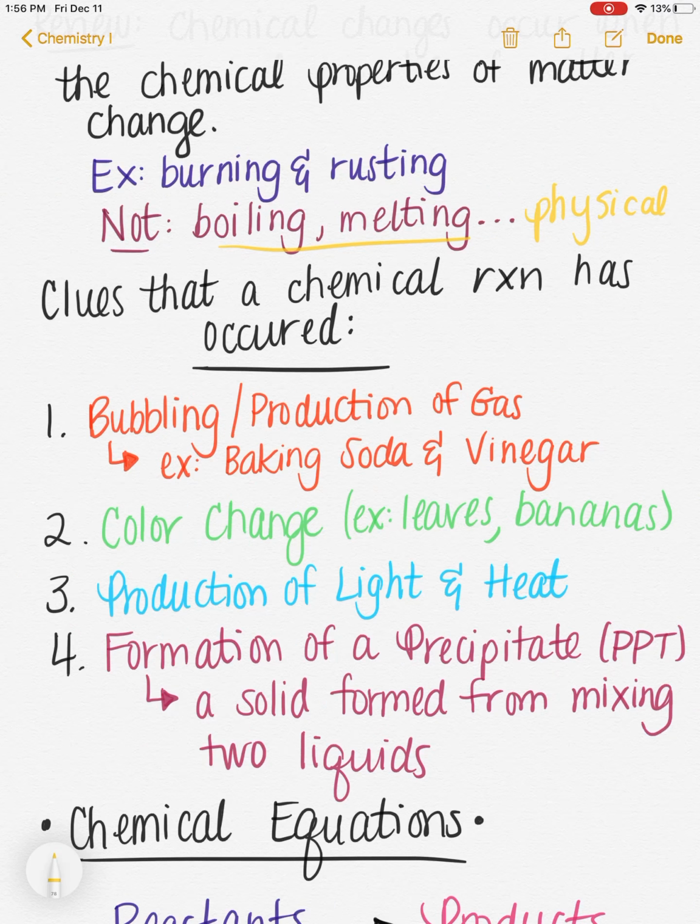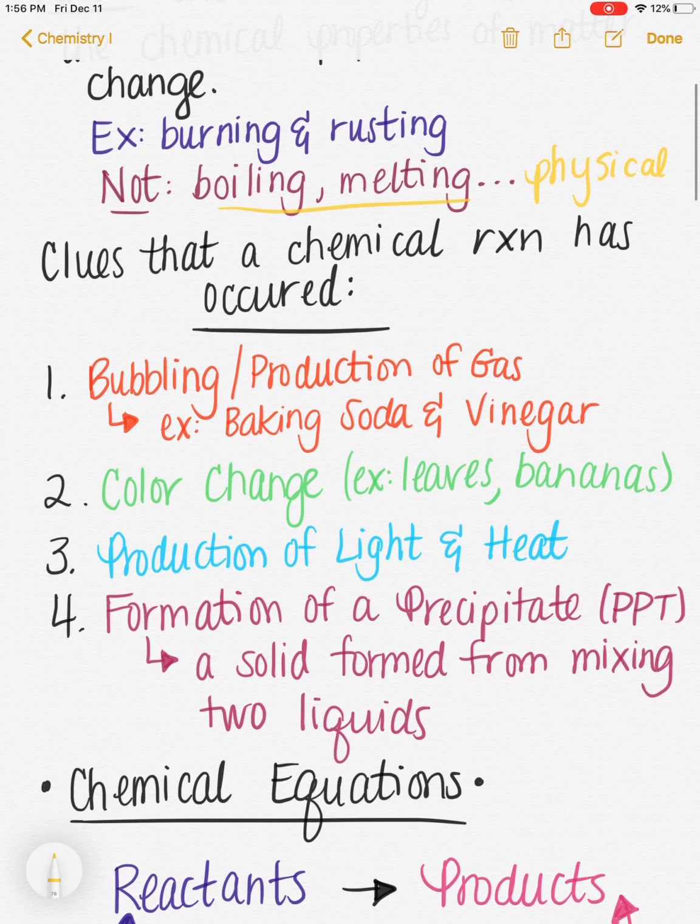Bananas, when you first pick or buy a banana, it's green and it's kind of gritty. It doesn't have a sweet texture or flavor to it, but as it sits on your countertop or in the grocery store, it will start to turn yellow and then eventually brown. And as the color changes, so does the sugar content, which makes it sweeter. Production of light and heat, like the flame test that we did, or when something is caught on fire.